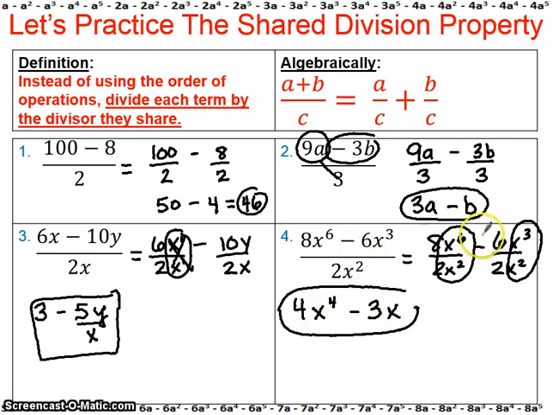Some of you may be able to do it without this step if you just kind of think, I gotta do these two, and I gotta do these two. You might be able to visualize that.